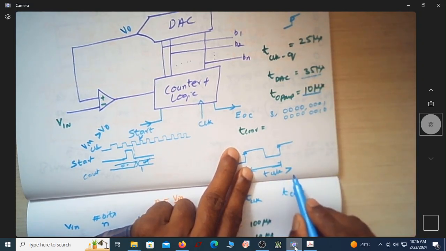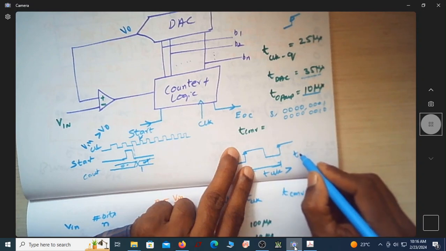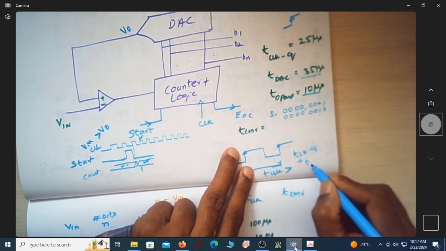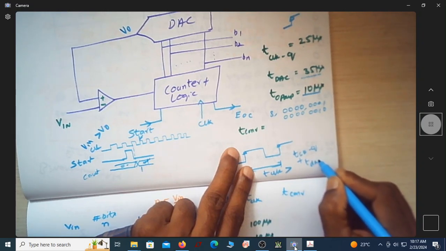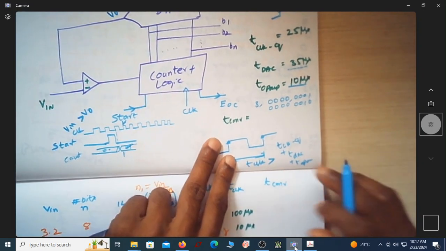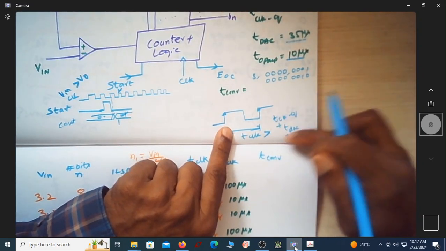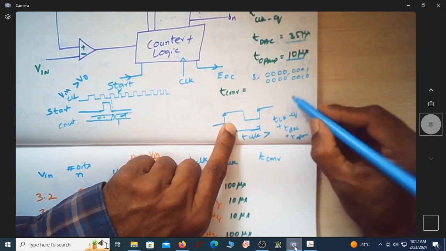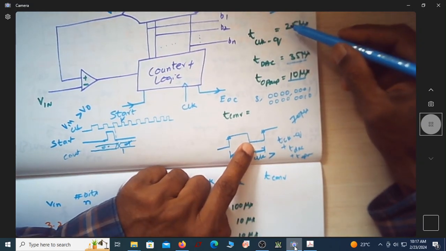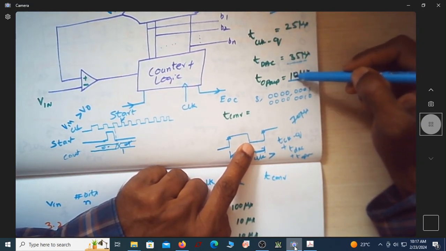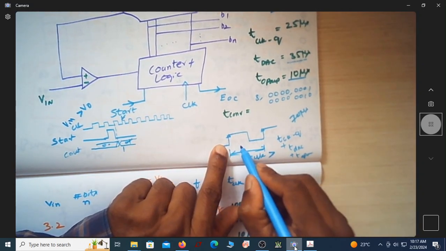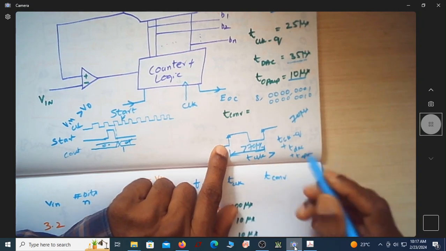So T clock should be greater than T clock to Q delay plus T of the DAC plus T of the op-amp. Put together, this comes out to be 70 microsecond, which is the summation of all the three: 25 plus 35, which is 60, 60 plus 10 is 70 microsecond. So my clock period should be more than 70 microsecond.